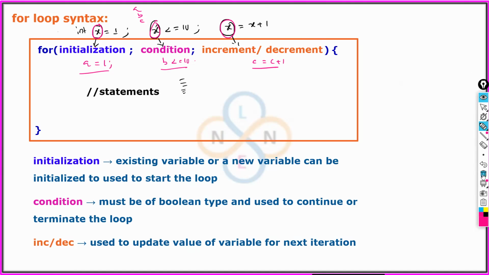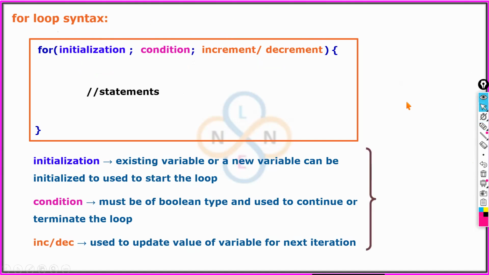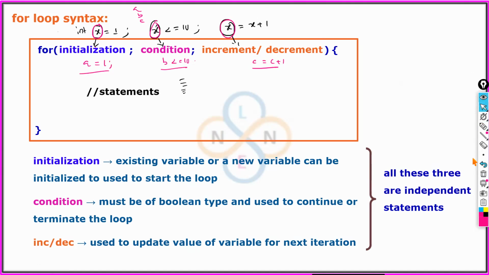So it can be both. The conclusion is all these three are independent statements. There is no dependency on each other. It means if at all we want, we can use the same variable for all these, or we can use a different variable for each of them. Okay. Remember this statement.